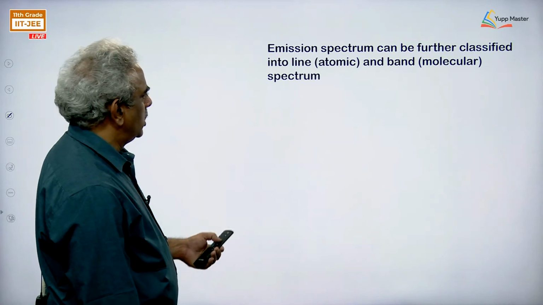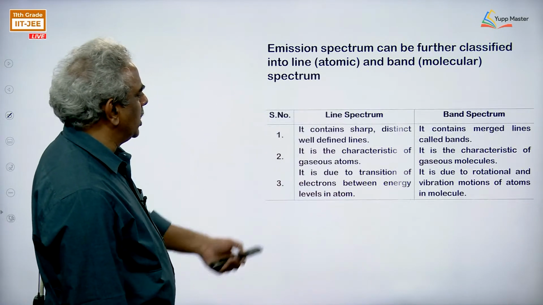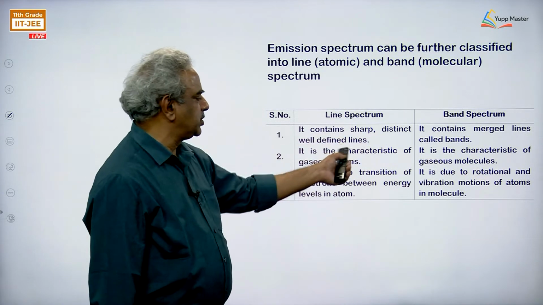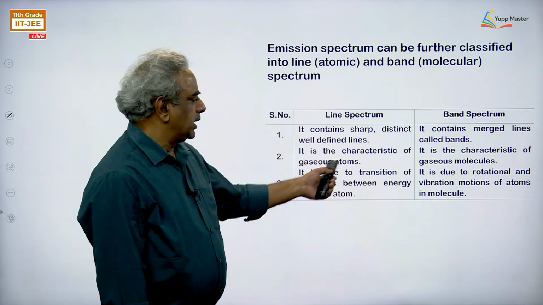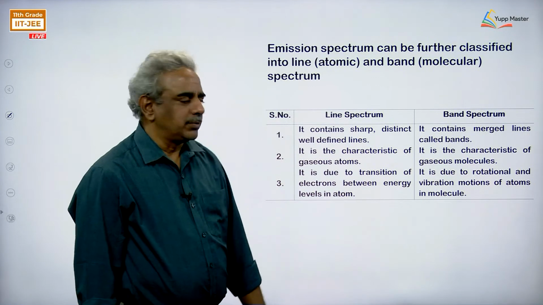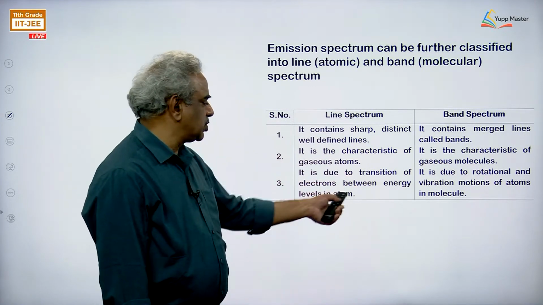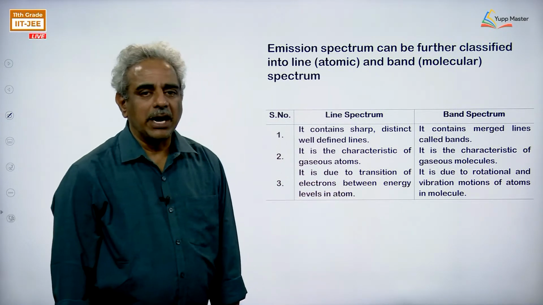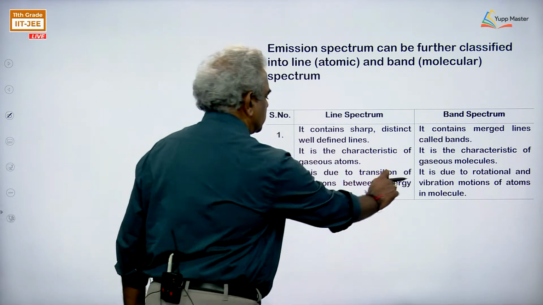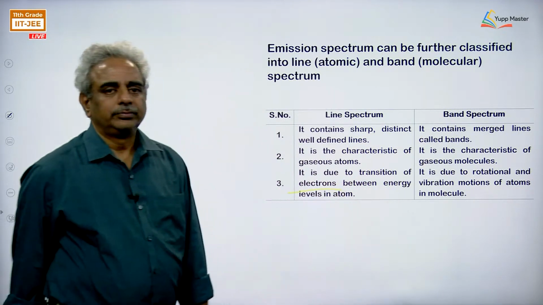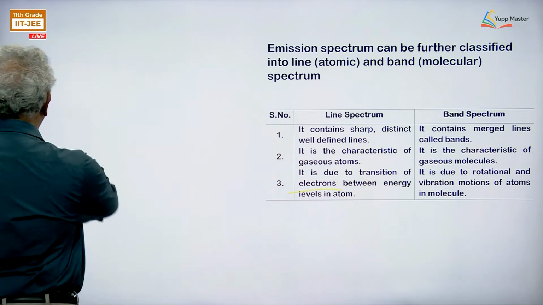So, my dear students, emission spectrum: line and molecular spectrum. Line spectrum contains sharp distinct lines. These are characteristics of gaseous atoms. It is due to transition of electrons between energy levels in atoms. Electronic transitions give emission spectrum, line spectrum.